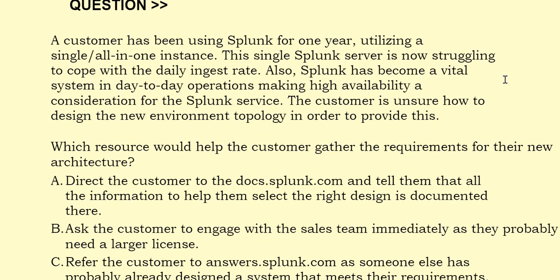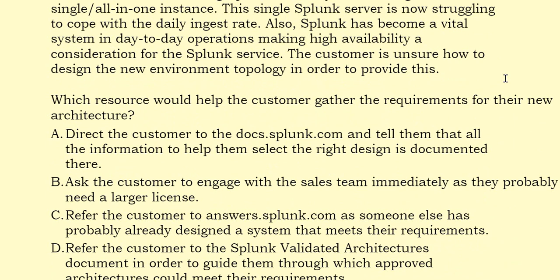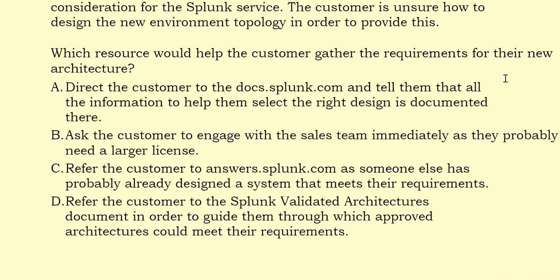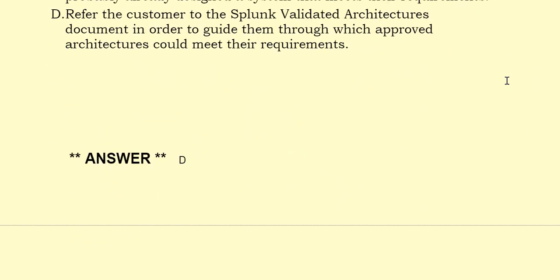Option A. Direct the customers to docs.splunk.com and tell them that all the information to help them select the right design is documented there. Option B. Ask the customer to engage with the sales team immediately as they probably need a larger license. Option C. Refer the customer to answers.splunk.com as someone else has probably already designed a system that meets their requirements. Option D. Refer the customer to the Splunk Validated Architectures document in order to guide them through which approved architectures could meet their requirements. The correct answer is option D.